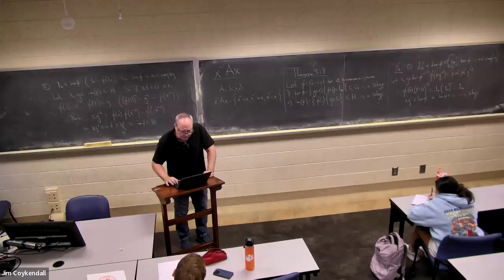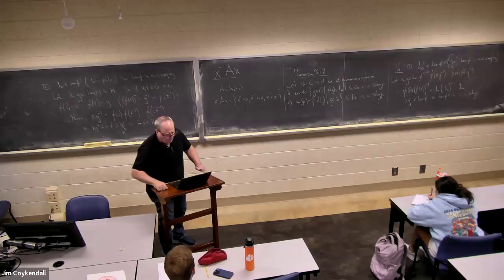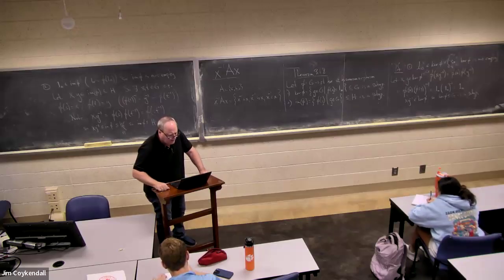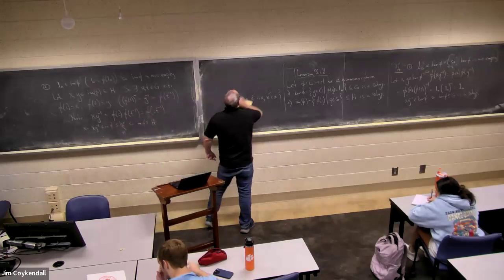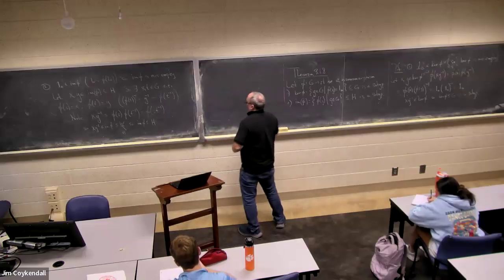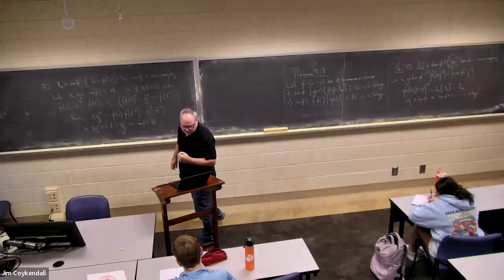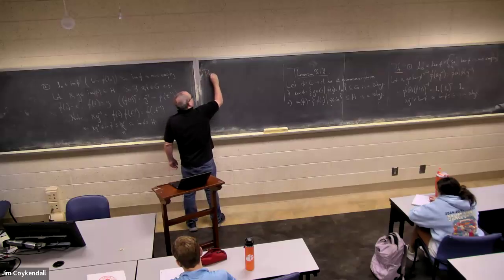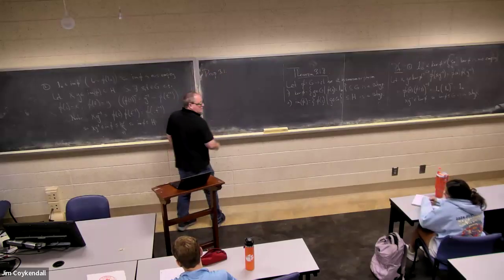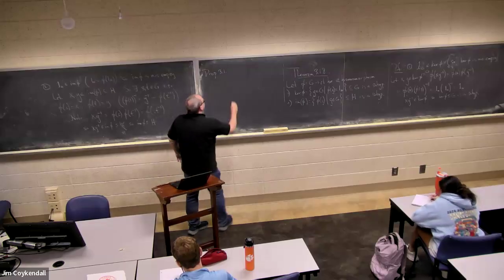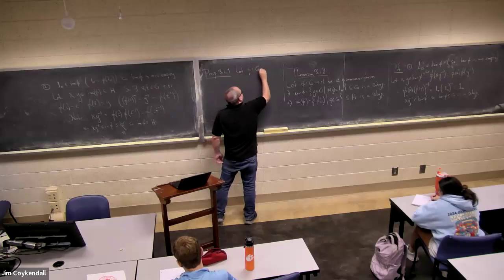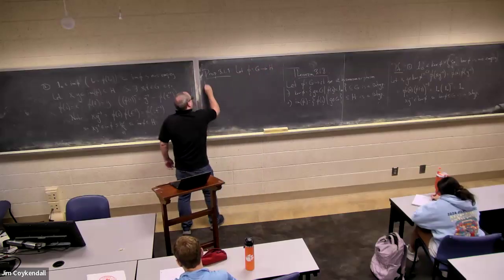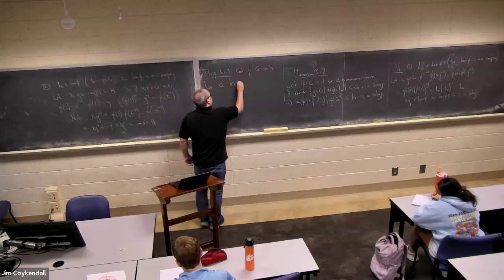Here's something I'm going to leave mostly for exercise, although I think I will prove it first. No, I'll talk my way through it a little bit here. I'll call it Theorem 3.9. Let phi from G to H be a homomorphism.